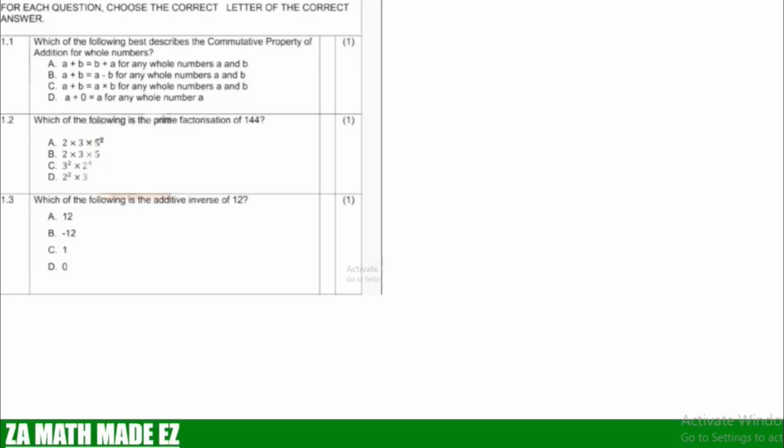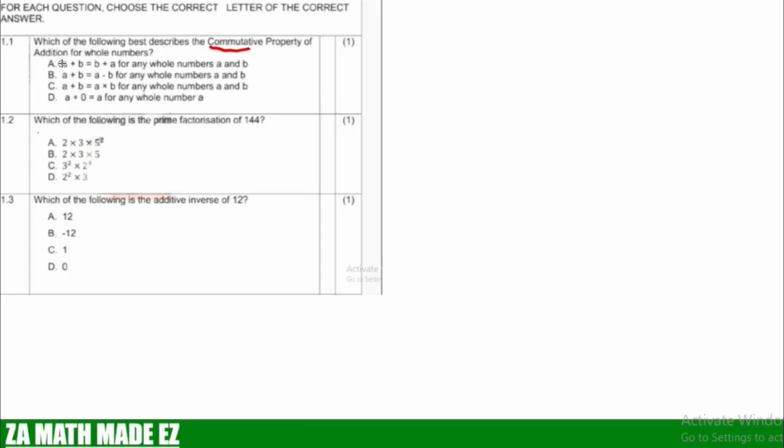Let's start with question 1. Which of the following best describes the commutative property of addition for whole numbers? So the key word here is commutative. Commute in English means to travel or to move around. That means the numbers can swap places in addition and the answer can stay the same. So remember, the commutative property is when the numbers can swap places in addition and the answer can stay the same. Now, which one here represents the commutative property?